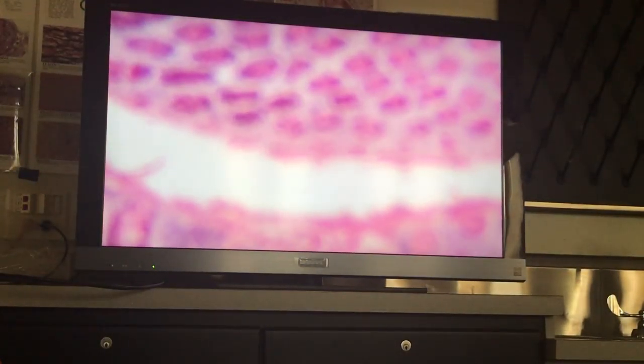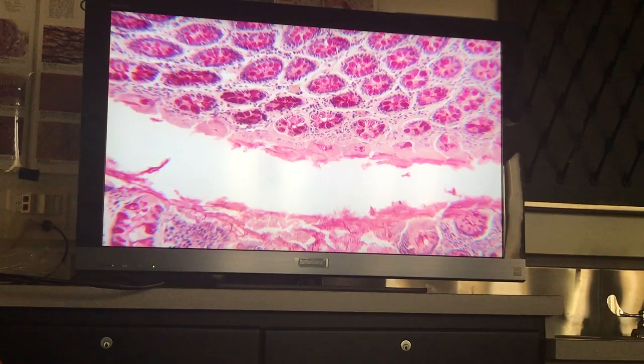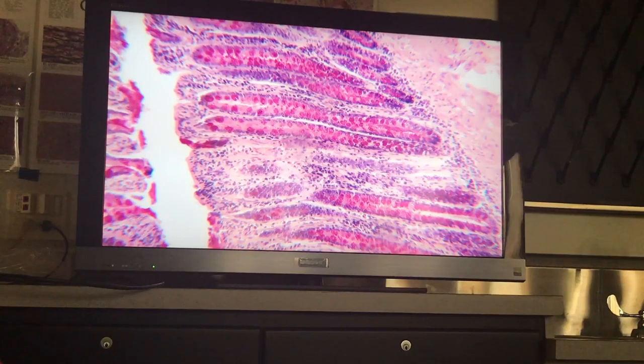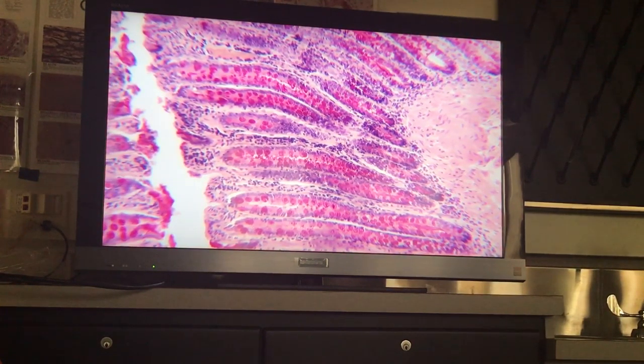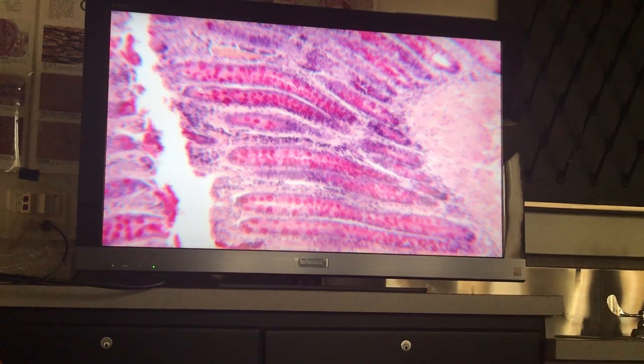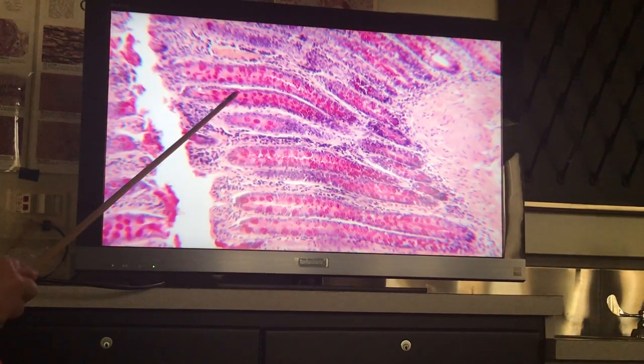And the colon is going to be recognizable as pretty much intestines. Now, this slide of the colon has been stained with mucicarmine. It's staining the mucus goblets, and then as well as H&E. So it's very nice. You've seen the carmine color before, and it looks like that.